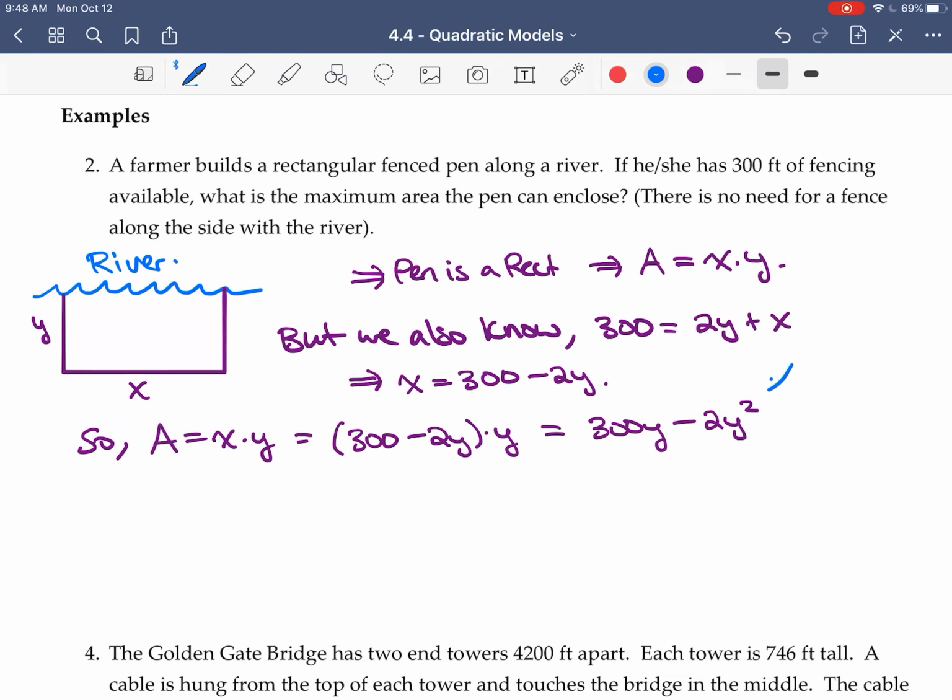Okay, so that's just right here. So this is quadratic. Okay, and the a is the thing with the y squared, so that's minus 2. The b is 300, and the c again is 0, because there's no constant term. So that means that the vertex, and it opens down, so we do have a maximum. Okay, so that's good. We're looking for the maximum.